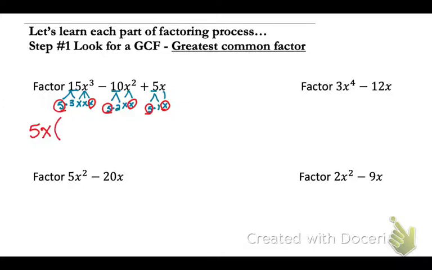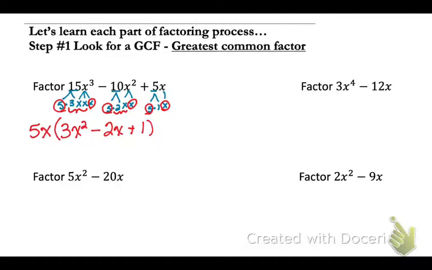So I have 3x squared, because x times x is x squared, and I bring down my minus sign. And then I've got a 2x in this one, I'm going to bring that down. And then I've got a plus 1. So that is factoring out my greatest common factor.